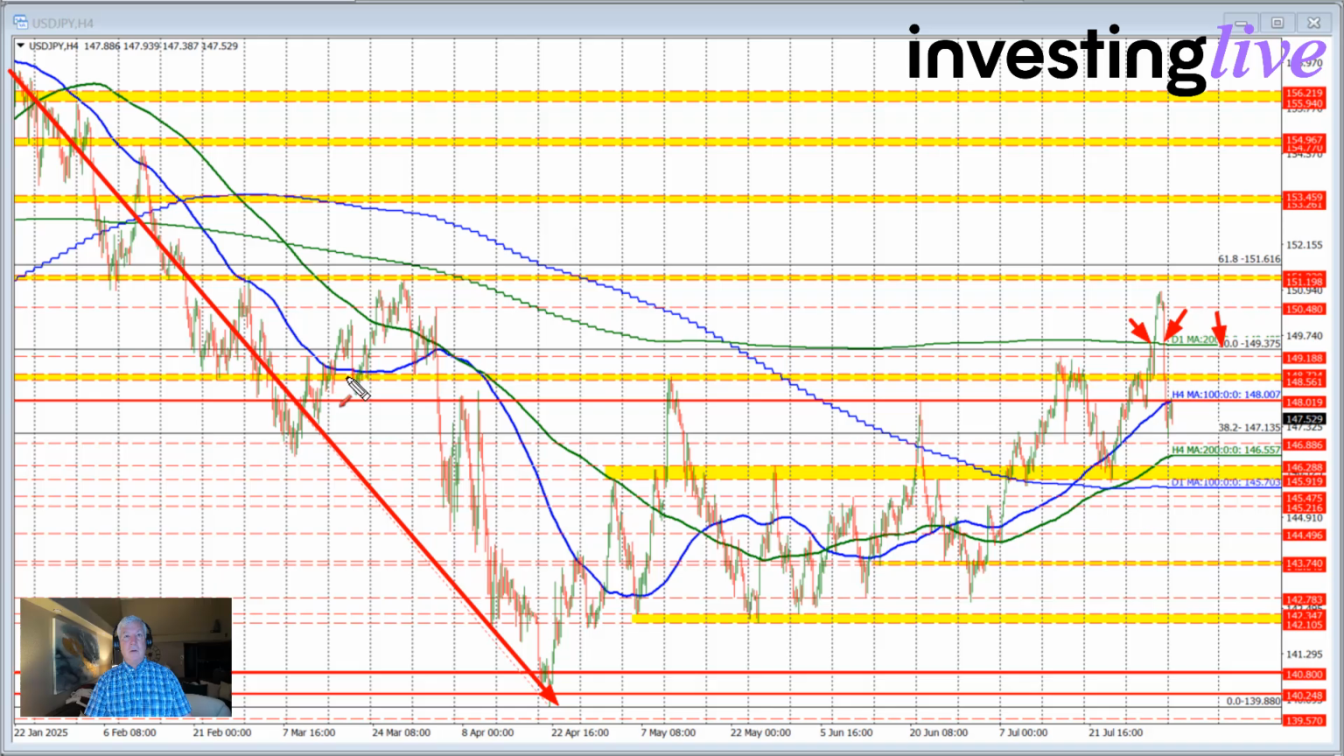I'm just going to draw a line through the yellow area right through here. You can see how we had support there, and then support here, then a break below it, and then resistance, resistance, and then support in trading last week before breaking to the upside. So this level right here now becomes a resistance level, near the 148.60-ish level. Just below that is the rising 100 bar moving average at 148, a nice little round number.